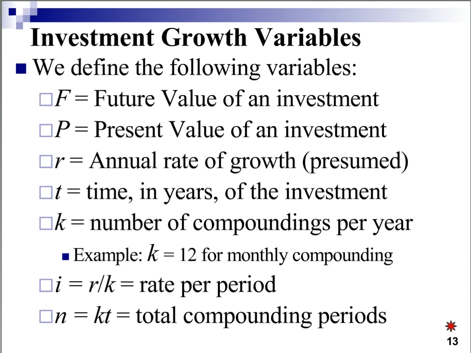The last variable that we define is little n. It's the total number of compounding periods that you have encountered so far to date. So for example, if you're compounding monthly, which is 12 compoundings per year, and you let the investment grow for 2 years, then 12 per year times 2 would give you 24 total compoundings. So little n would be 24 in that situation. So little n is all of the compoundings added together. All right, let's take a look at some examples.